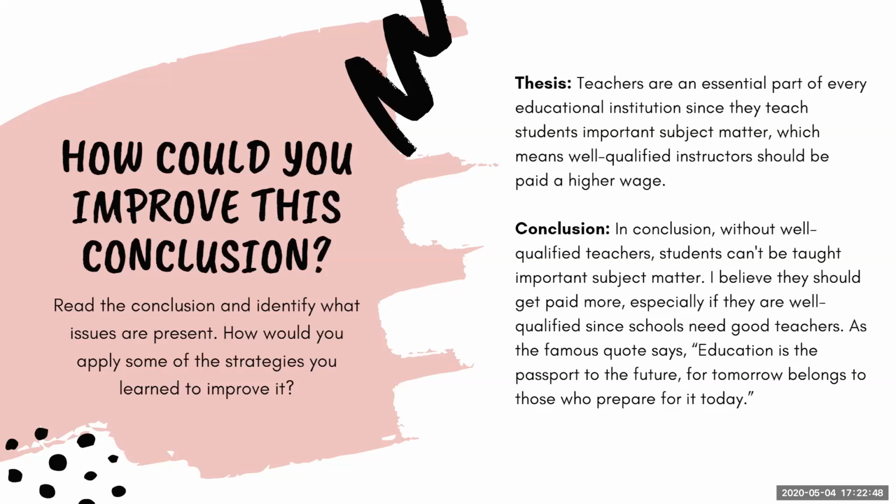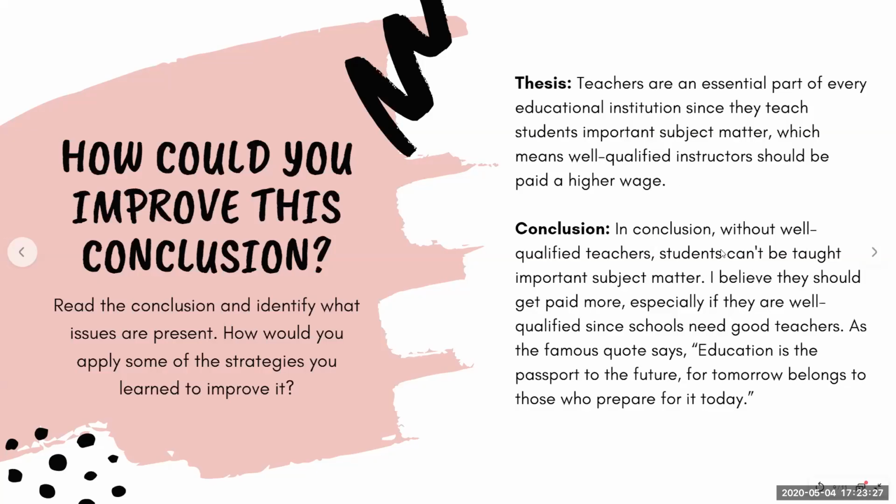Okay, so I hope you had enough time to review the conclusion and think about what might be wrong with it. When I look at it, I think the most obvious thing, the first thing I see at least is the "in conclusion," right? Again, you don't want to use this, it's repetitive. Instead, the writer could use something like "ultimately," or they could even use nothing like that, and they could just start with "without well-qualified teachers." So "in conclusion" should definitely be taken out.